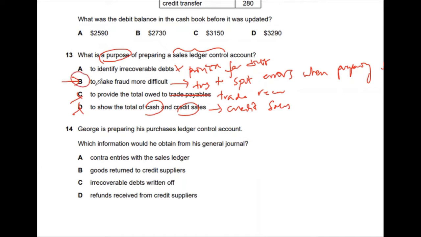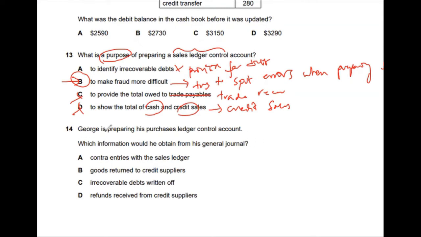Option B is the correct answer for multiple choice 13, simply because a sales ledger control account is prepared to do reconciliation. It is a reconciliation statement. It's trying to cross-check the number that you have in the total of accounts receivable, and if that doesn't match, then you can see the problem. You can help stop fraud, or spot if there's any fraud in the company.